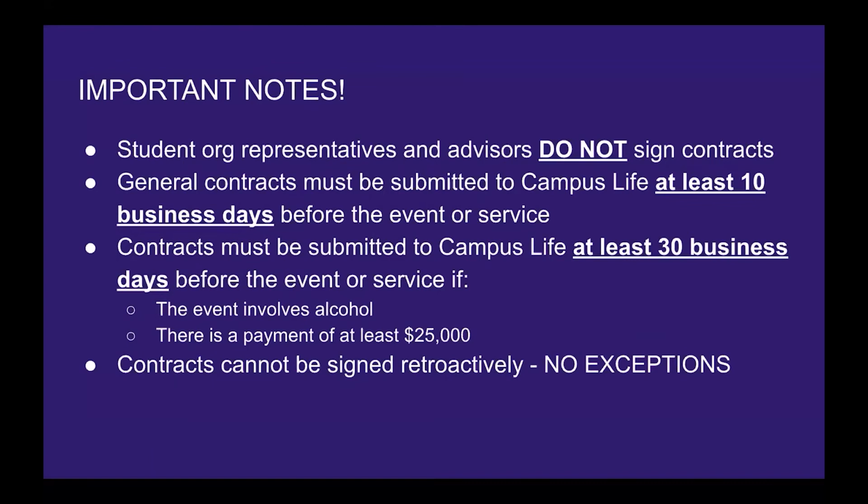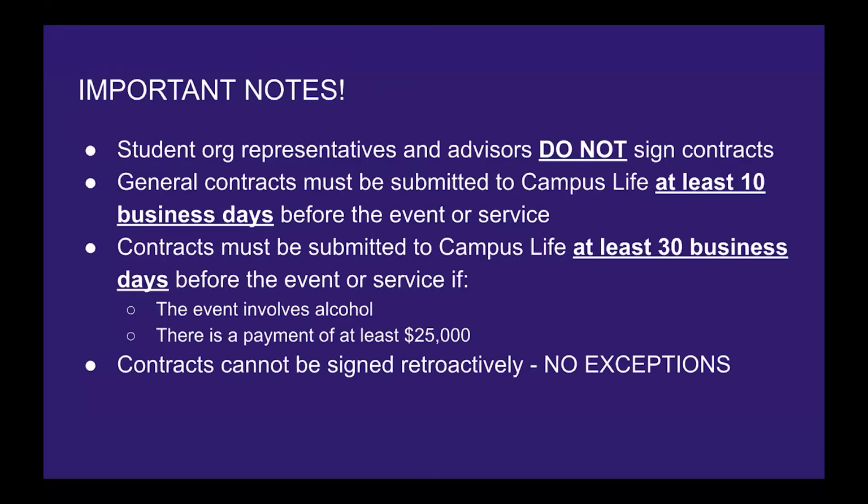Another important note is that general contracts must be submitted to Campus Life at least 10 business days before the date of service. This gives Campus Life enough time to read through the contract, process the contract, get it signed by the proper people, and get it back to you before the service occurs.